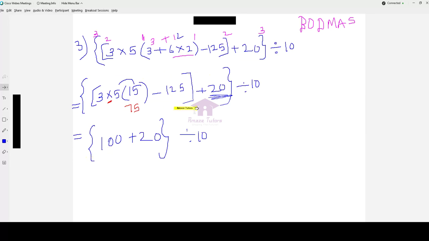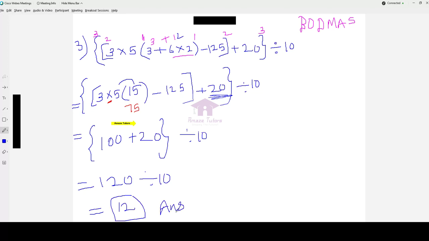And again, I'm going out of the bracket as I finished this already. Plus 20. Now 100 plus 20, 120, divided by 10. The final outside we do have 10. Now 120 divided by 10 is simply 12. This is the final answer.